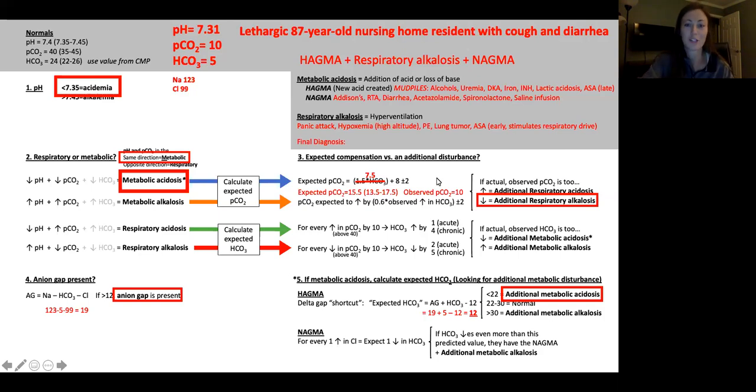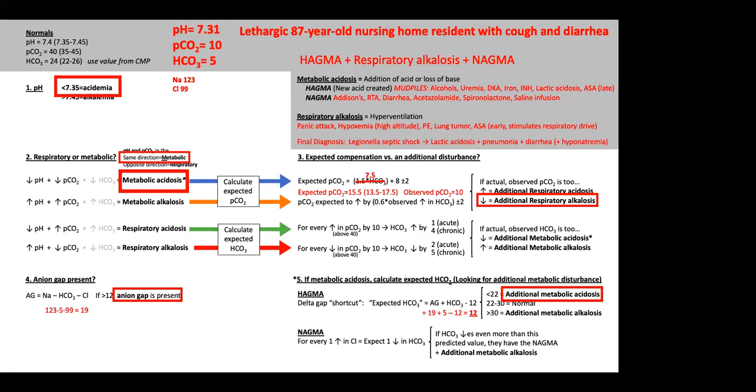What this particular patient had was Legionella septic shock. And so they had the pneumonia and diarrhea from the Legionella plus hyponatremia. And then the lactic acidosis from the septic shock was the cause of high gap acidosis.